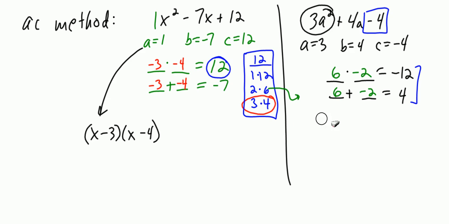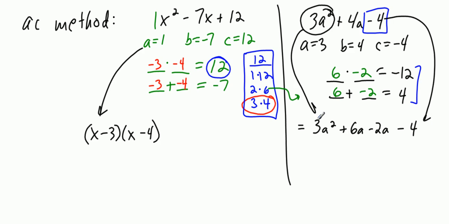Okay, the other option is to do the full AC method. So we'll take the 3a squared, and then we'll use the 6 and the minus 2, plus 6a minus 2a, and then the minus 4. So the minus 4 comes down, the 3a squared comes down, and you're getting the 4a right here by splitting up the 6 into the 6a and the minus 2a.